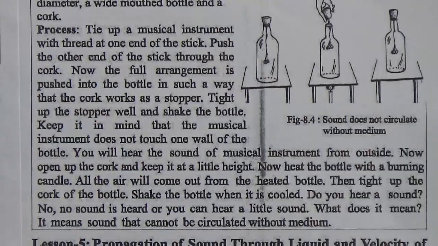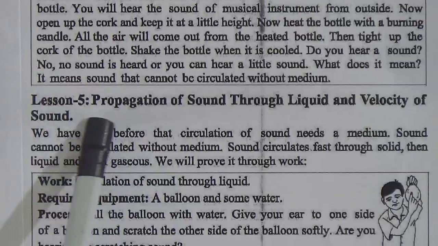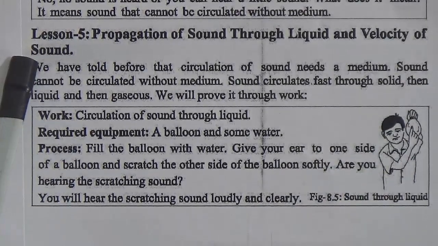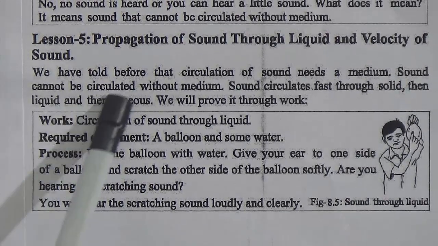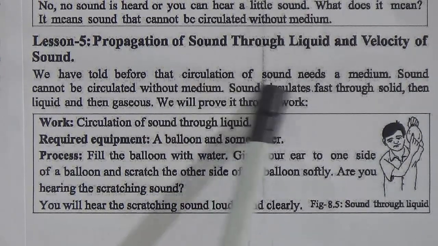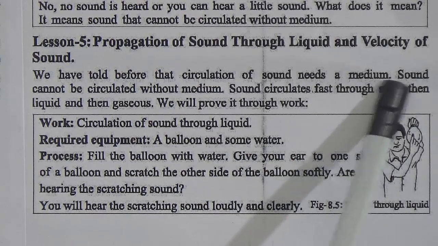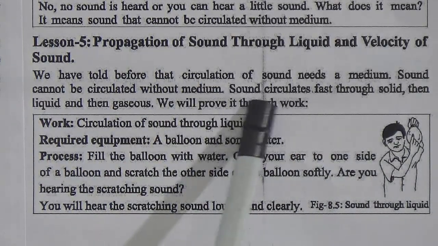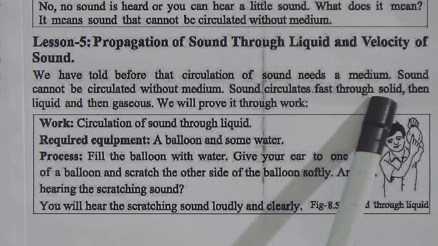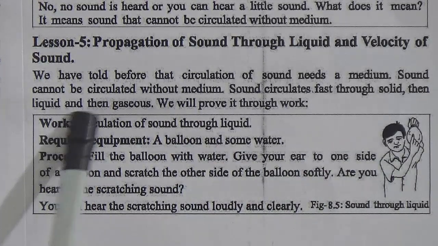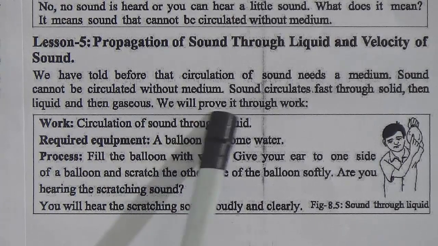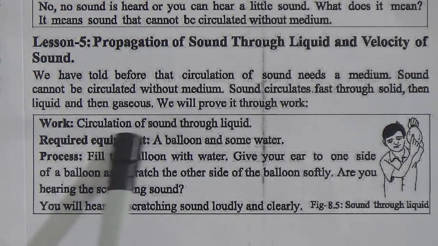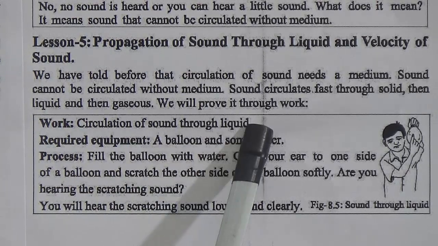Now here is lesson 5, propagation of sound through liquid and velocity of sound. We have told before that circulation of sound needs a medium. Sound cannot be circulated without medium. Sound circulates first through solid, then liquid, then gaseous. We will prove it through work. Here is another experiment. Circulation of sound through liquid.